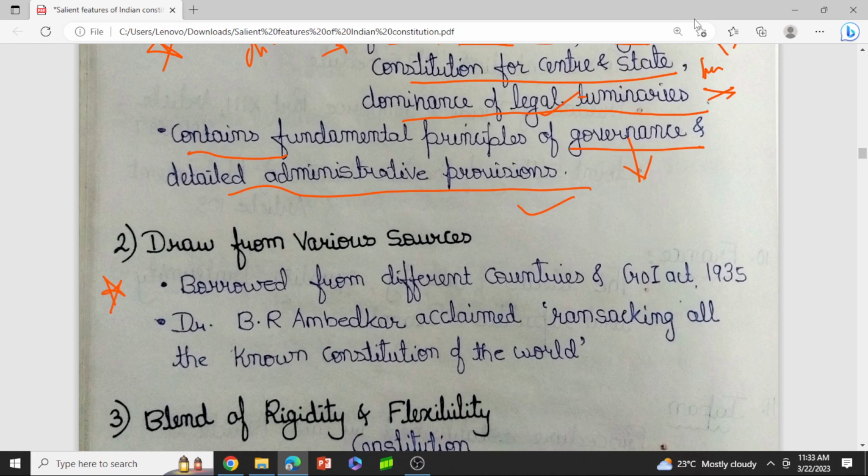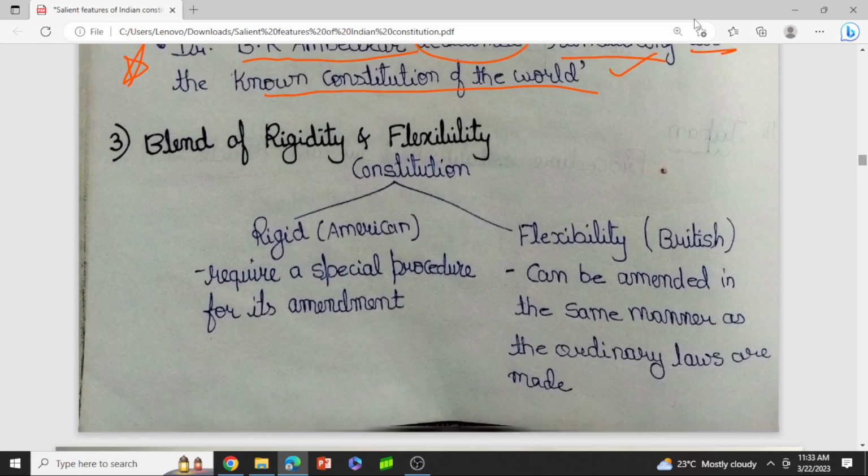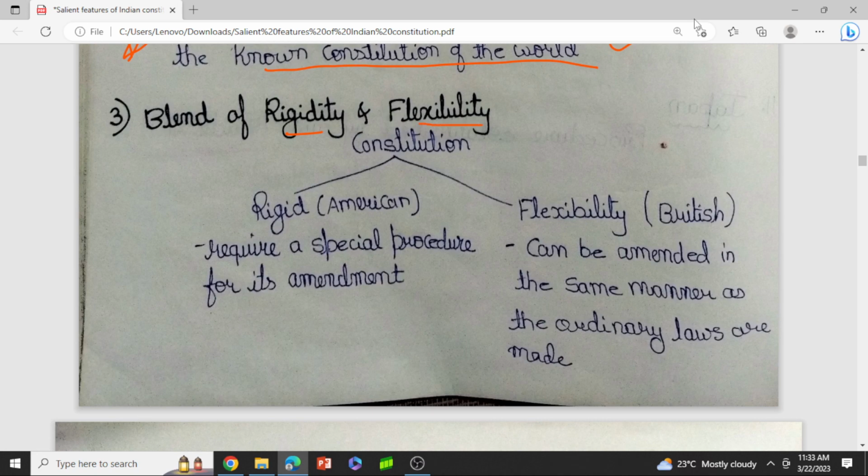Next is, just now we saw the sources. It is borrowed or drawn from various sources, borrowed from different countries as well as the Government of India Act 1935. The borrowing of constitutional features from different countries. Dr. B.R. Ambedkar acclaimed that it is ransacking all known constitutions of the world. He is known as the father of the Indian Constitution. He studied almost every constitution in the world and then he formed India's constitution, and hence he called it ransacking.